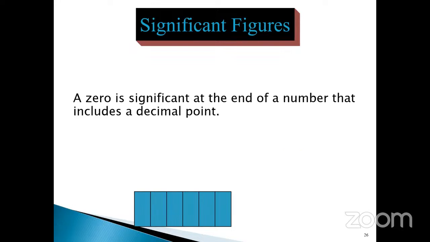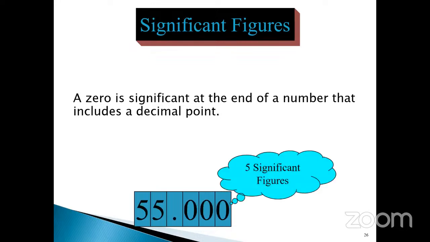Okay, the next rule basically says that if you have zeros at the end of a number and there's a decimal point anywhere in that number, then those zeros are significant, right? So here's an example right here. You have 3 zeros at the end and you have a decimal point in that number. In this particular case, that means that the zeros are significant according to this rule, right? So the number of significant figures here would be 5 significant figures.